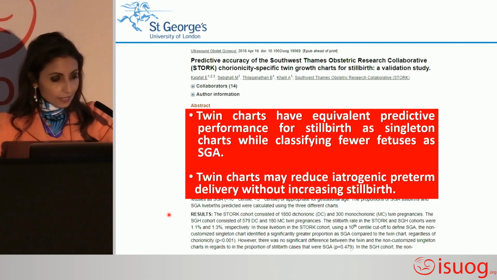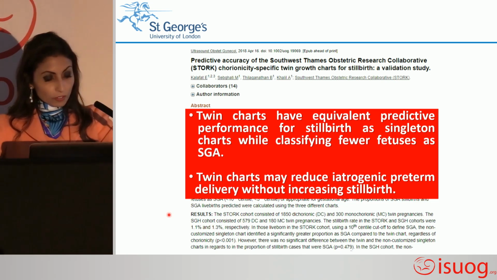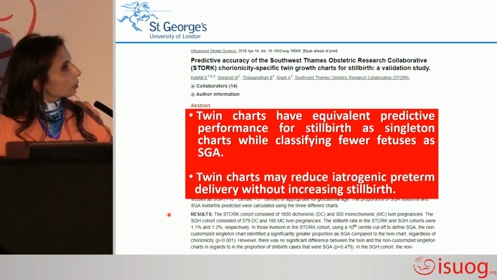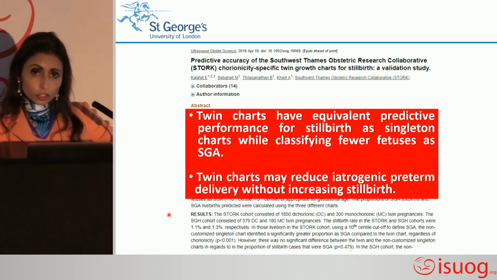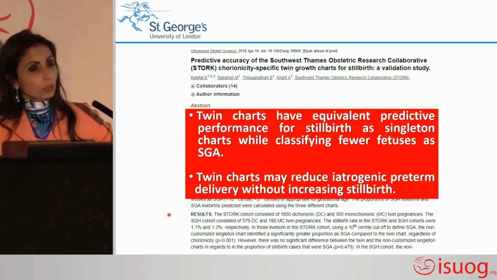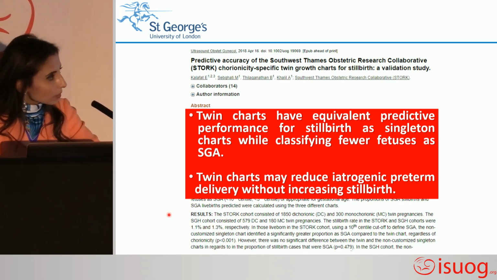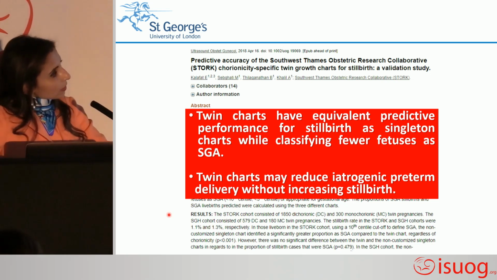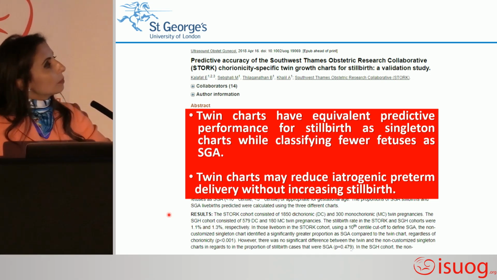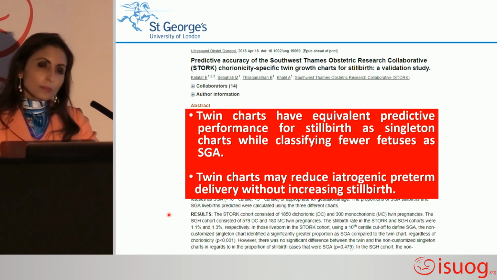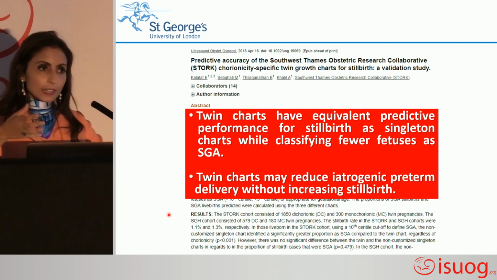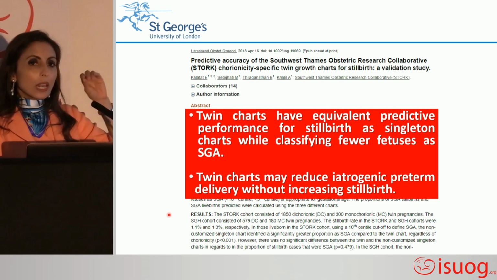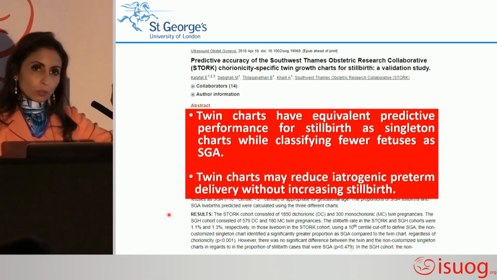And at least in the UK, there was a bit of a debate on that, and therefore we published a paper looking at the performance of these twin charts versus singleton charts versus customized charts for stillbirths. Of course, the numbers are not big, by virtue of the fact that stillbirths are still small numbers in twins. But we found that the charts performed similarly to the singleton charts or the customized charts in identifying the pregnancies that had stillbirths because they were small, but labeled fewer of the twin babies as small.